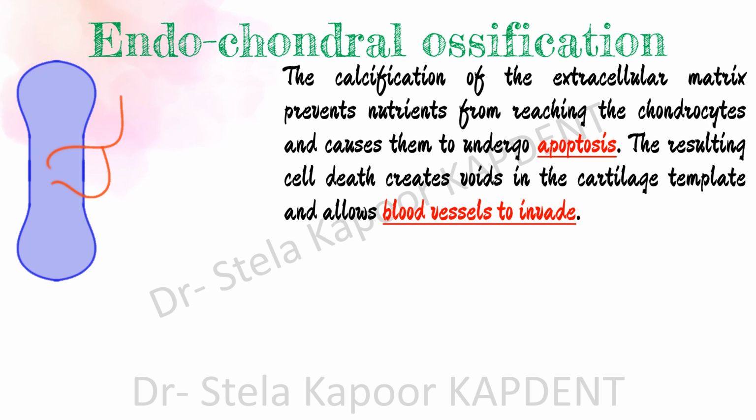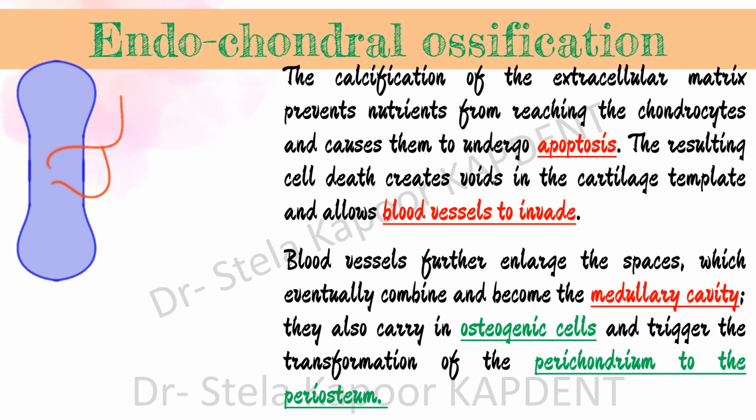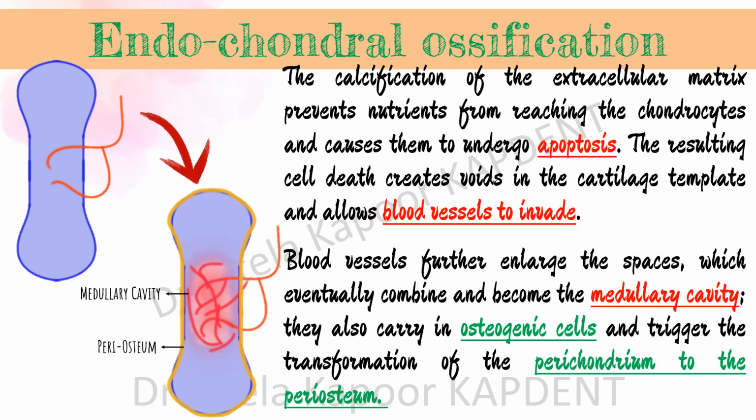Calcification of the extracellular matrix prevents the nutrients from reaching the chondrocytes and ultimately causes them to undergo apoptosis, or cell death. This leads to the creation of voids in the cartilage template and allows the blood vessels to invade. These blood vessels enlarge the spaces and eventually combine and become the medullary cavity at the center. The blood vessels also carry with them some osteogenic, or bone forming, cells, and this triggers the transformation of the perichondrium to periosteum.